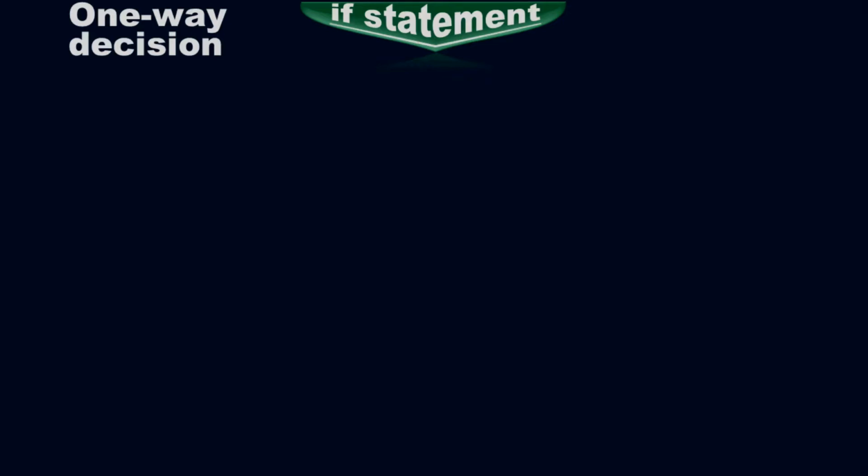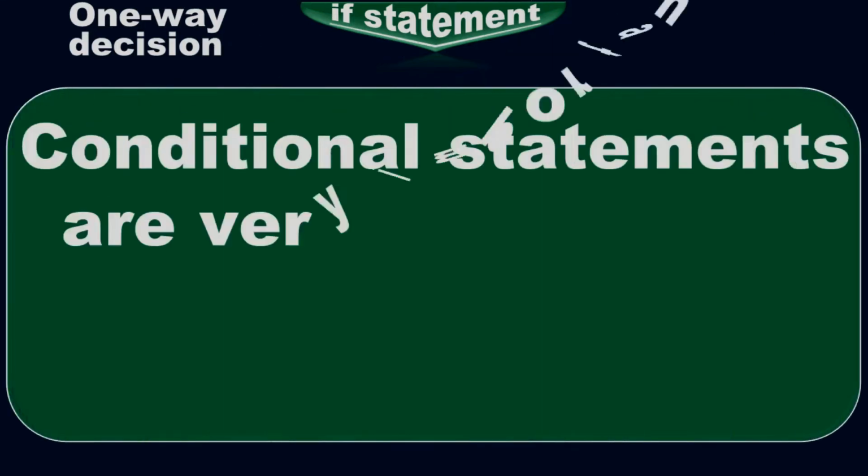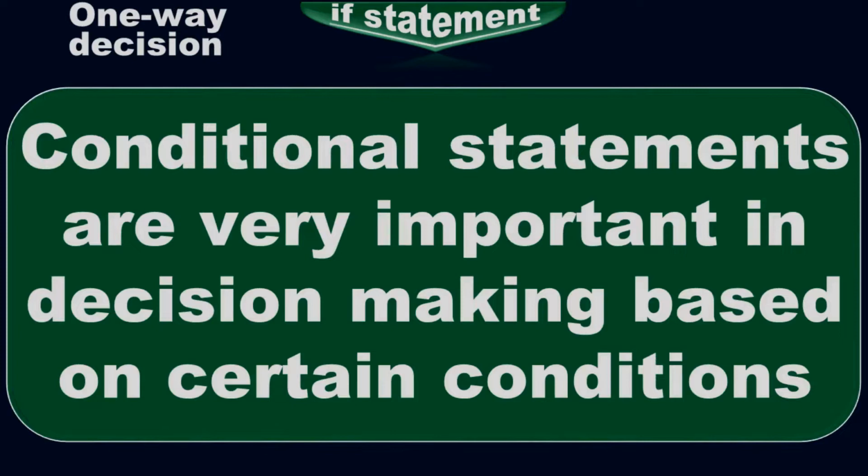But what is a conditional statement? Why do we use a conditional statement? Conditional statements are very important in decision making based on certain conditions. Look here, conditional statements play a tremendous role in decision making based on certain conditions. We give a condition and we make a decision. According to that condition, the decision takes place. That's why we call it a conditional statement. It is a conditional statement which is used in making decisions.